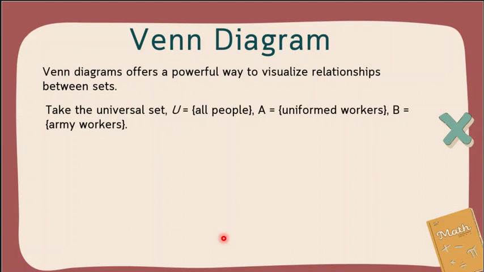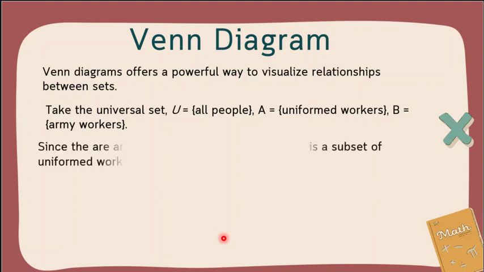Okay, let's talk about the Venn diagram. The Venn diagram offers a powerful way to visualize relationships between sets. So let's take for example a universal set U, which contains a set of all people, and a set A, which is a set of uniformed workers, and then a set B, which is a set of army workers.